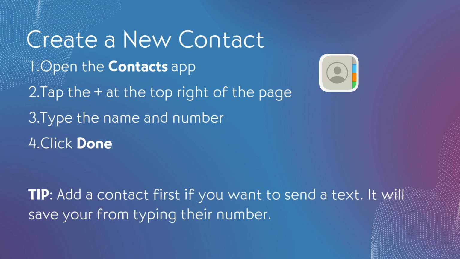Let's also talk about creating a contact from the Contacts app. Open the Contacts app. Tap the plus at the top right of the page. Type in the new contact's name, phone number, and any other details you have. When you're all done, just click Done.